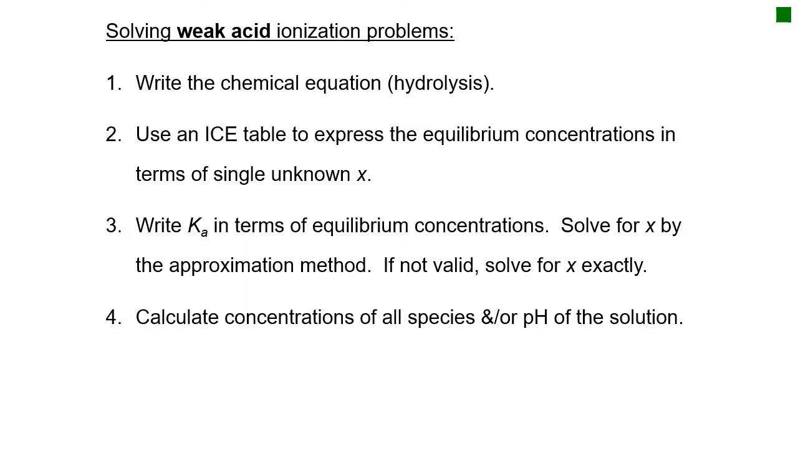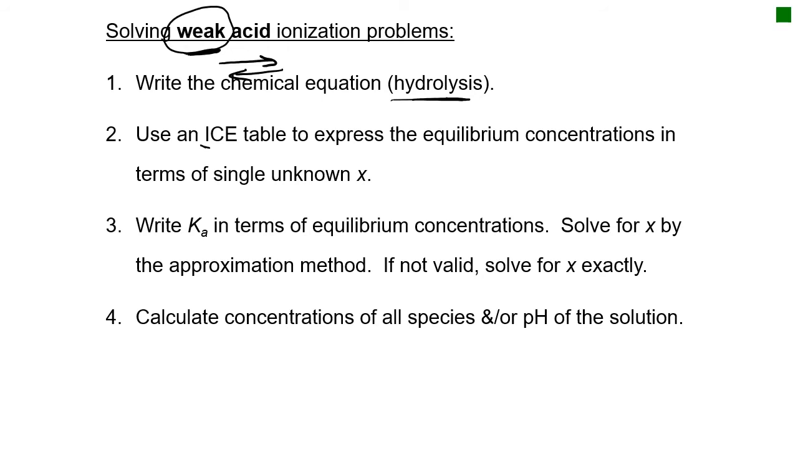So if we have a weak acid, the first thing we're going to do is write the equation. Remember back in chapter 13 when we were talking about this, I always said the first thing to do is write your balanced equation. Well, the balanced equation with any weak acid or base problem is going to be a simple hydrolysis. So you're going to take your acid and react it with water, and you set it up so it's weak, which means that you have two arrows.